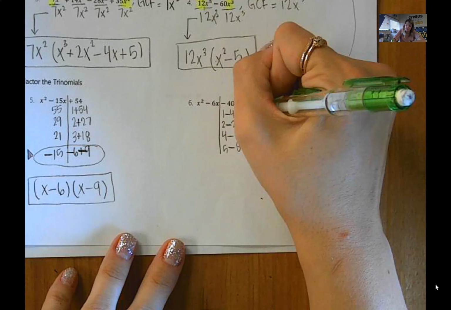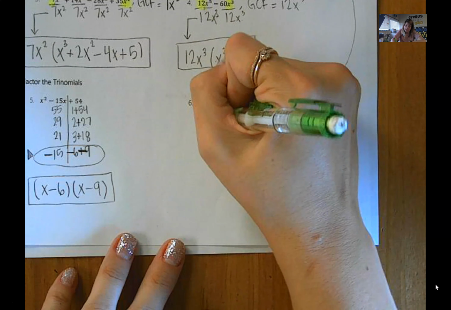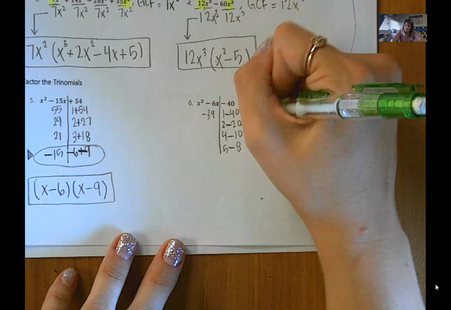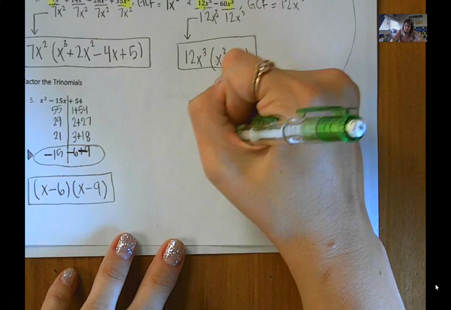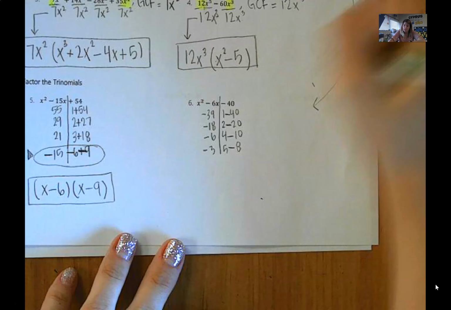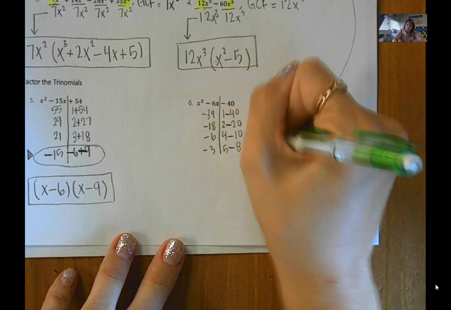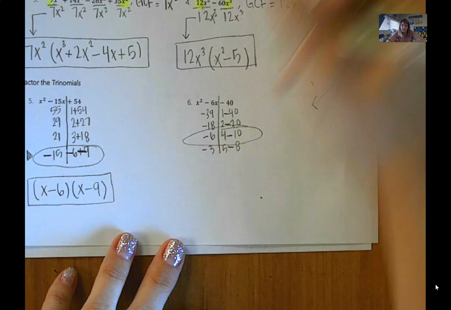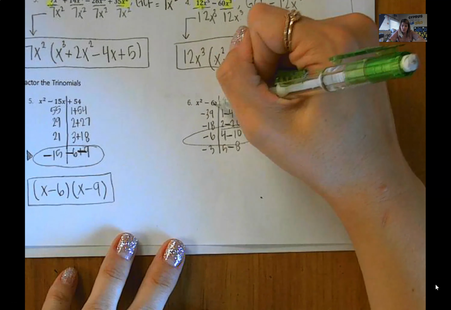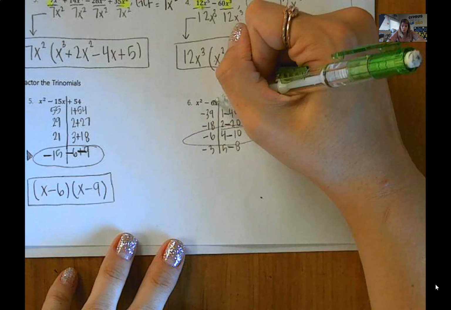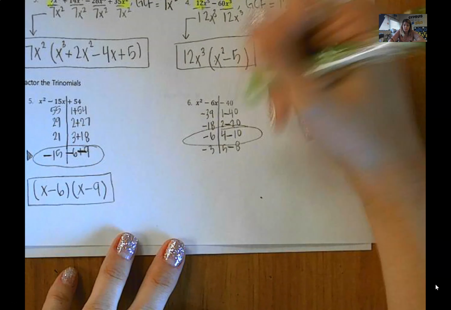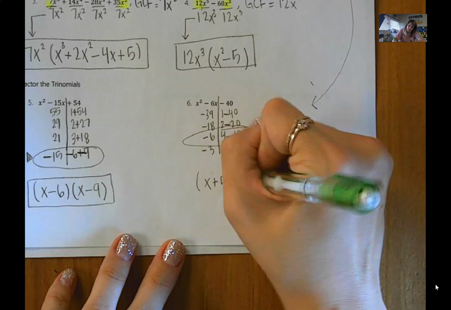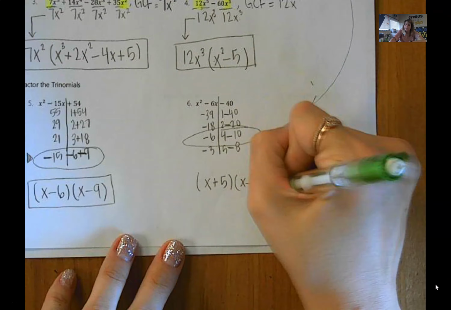So positive 1 take away 40 is negative 39. Positive 2 take away 20 is negative 18. Then you get negative 6 and negative 3. Turns out that the factors are 4 and negative 10. These match exactly. So you don't need to change anything. So number 6 factors to x plus 5 and x minus 8.